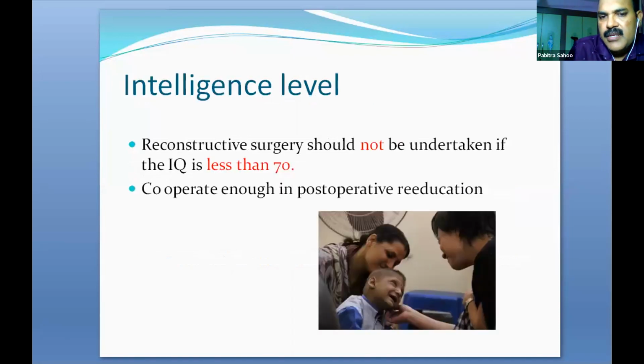Then intelligence level. Yes, this is also important. Unless the child is adequately intelligent, at least the IQ should not be less than 90. That means the child must have an understandable IQ so that he can follow the instructions, so the overall result depends upon the therapeutic protocol also. And if the IQ is more than 70, then the child will cooperate enough in post-operative re-education. As I said, post-operative rehabilitation is equally important as the surgery is.